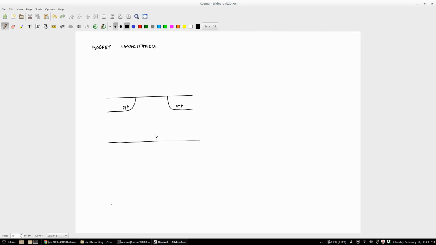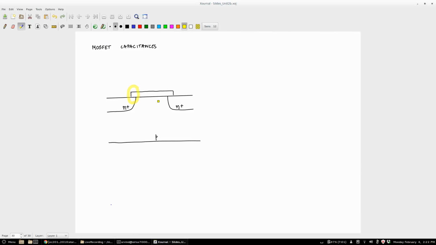So remember, we draw the MOSFET as something like this, right? We have the source and drain regions and a bulk. I call this, for example, doped P. I call this N, I call that N plus. Don't worry about these things, but just to have an idea where these capacitances are coming from.